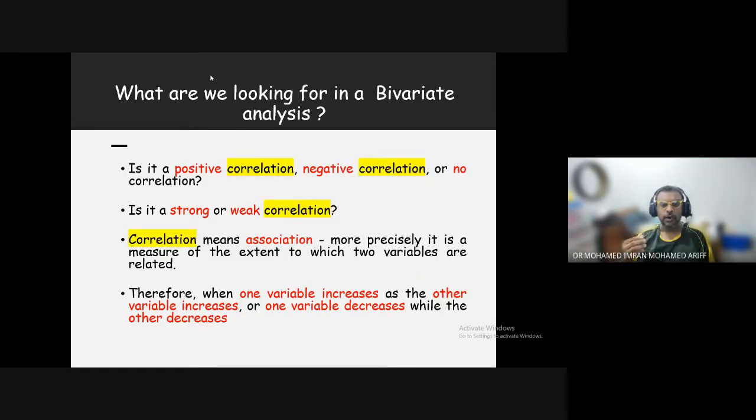What are we looking for in a bivariate analysis? Is it a positive correlation, negative correlation, or no correlation? Correlation means there is a relationship. That means there is something going on, something between losing weight and exercising.